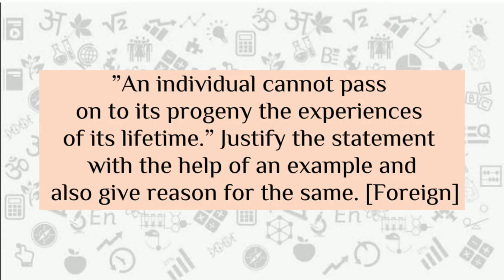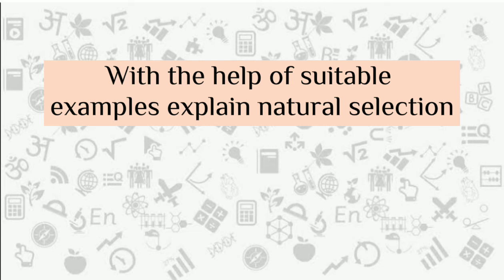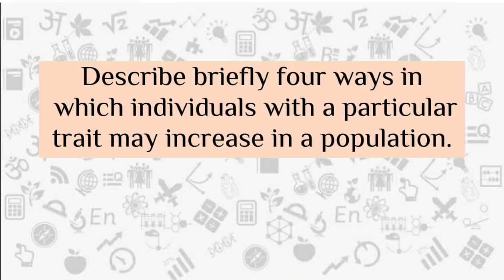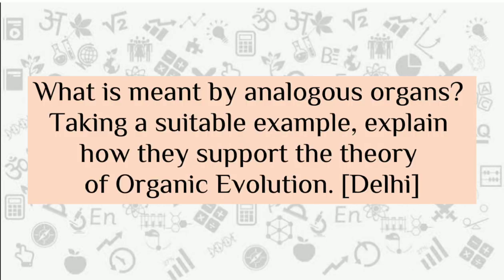An individual cannot pass on to its progeny the experiences of its lifetime. Justify the statement with the help of an example, and also give reason for the same. With the help of suitable examples, explain natural selection. Describe briefly four ways in which individuals with a particular trait may increase in a population. What is meant by analogous organs? Taking a suitable example, explain how they support the theory of organic evolution.